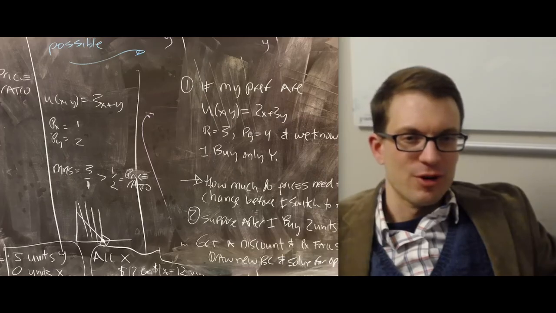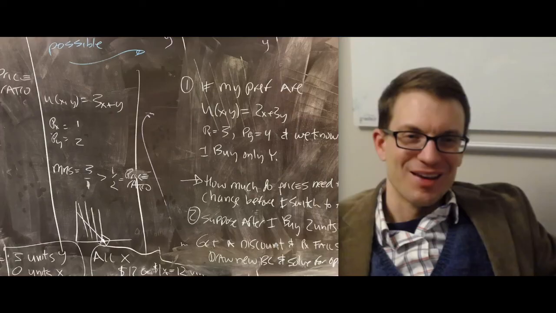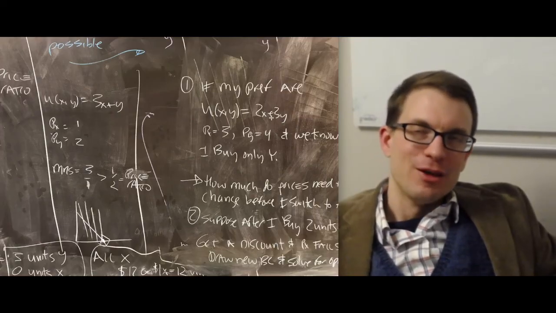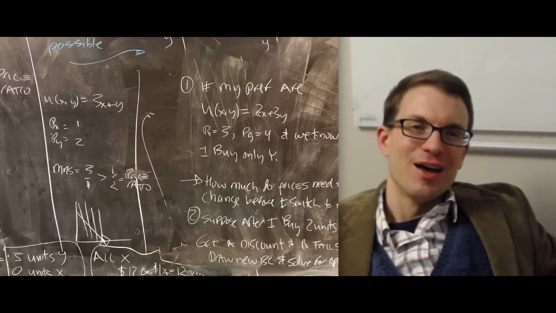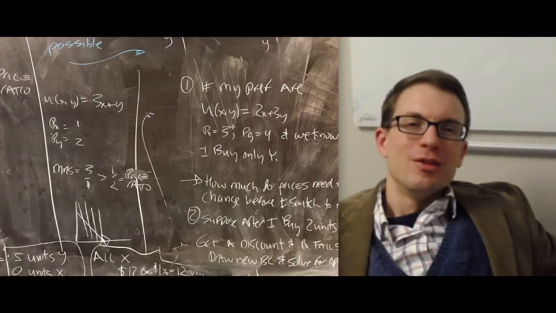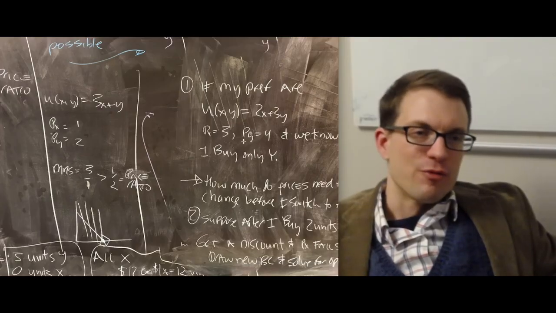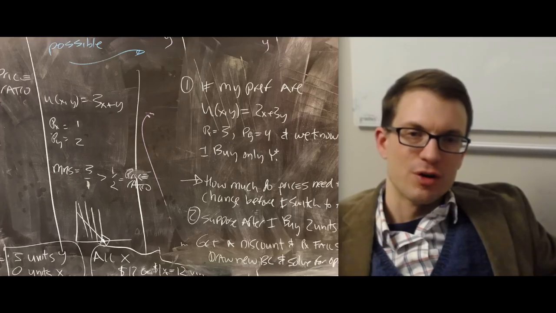I'm trying to figure out what I'm doing here. I'll just leave that for a second. Well, if my preferences are 2x plus 3y, this would be an MRS of 2/3. This would be a budget constraint with a slope of 3/4. 3/4 is bigger than 2/3, so this would be a steeper budget constraint, so flatter indifference curves. This would be an all y solution.